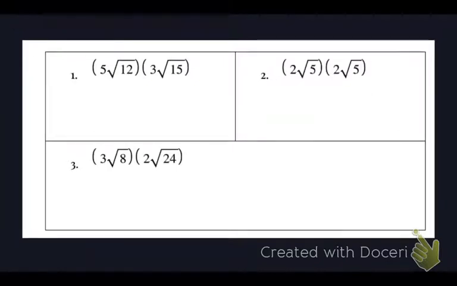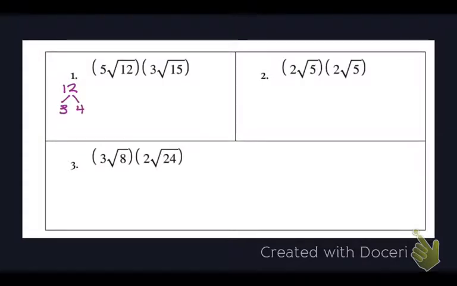So for this first example, we have 5 times the square root of 12 and 3 times the square root of 15. Now students will ask, well, can I go ahead and just do the multiplication first and then simplify? And you can, but you're going to have a larger number that you're going to have to simplify. So I prefer to simplify before multiplying.